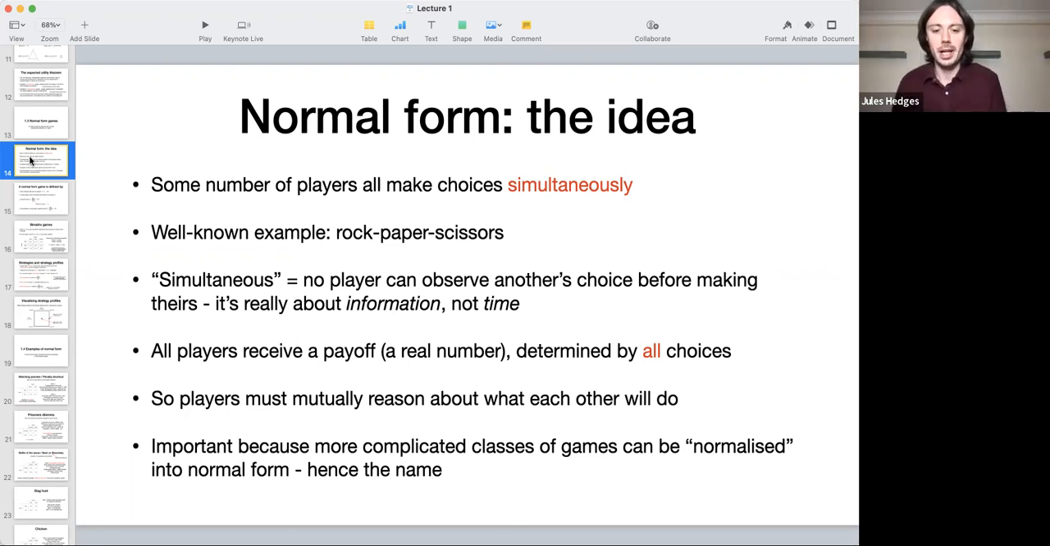The name normal form is a little bit of a strange name. I also sometimes call them just simultaneous games. The reason that these are called normal form is that any more complicated type of game can be converted into a normal form game, which is equivalent in some sense. So a normal form game is a kind of reduced form. That's where the name normal form comes from, and we'll see this again in a couple of weeks.